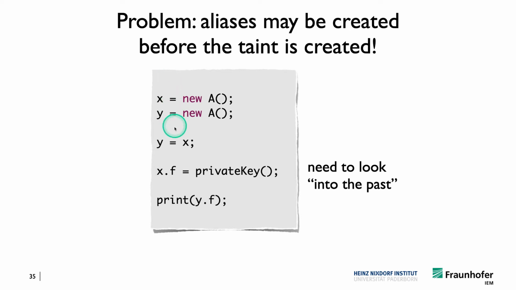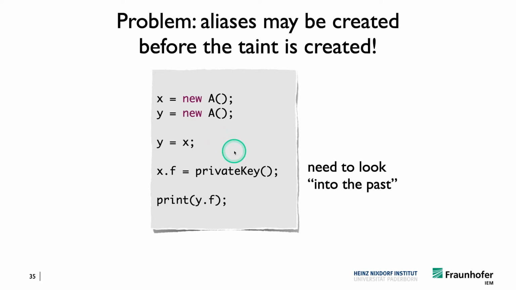And then you would pick up this alias relationship, in any case, but it would also mean that you would need to keep track of a lot of aliases that maybe don't have anything to do with your taint flows and that are irrelevant to you, right? And that's why we decided to do it differently.